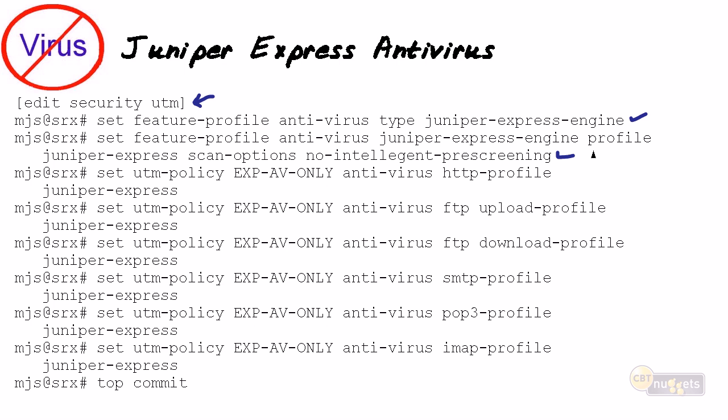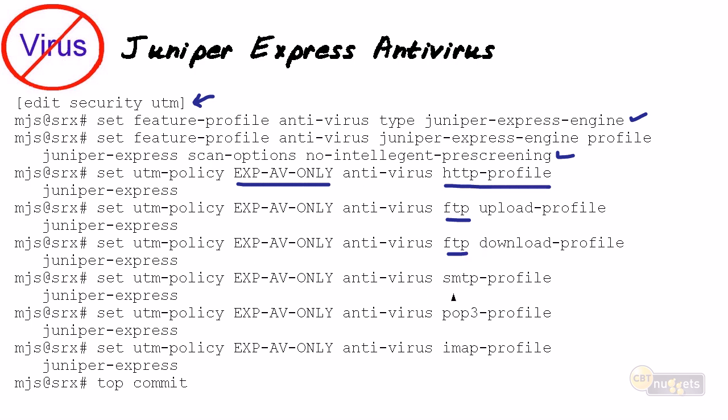What we see now though are the granularities of our UTM policy EXP AV only. So we're going to issue this basic command, set UTM-policy EXP AV only, the name of it, followed by the antivirus keyword. And then we're going to follow up with our different profiles. So for example, the first one we're going to do is we want to profile the HTTP protocol with Juniper Express. We want to do our FTP upload and download profile for Juniper Express.